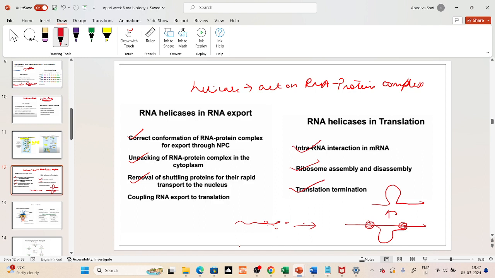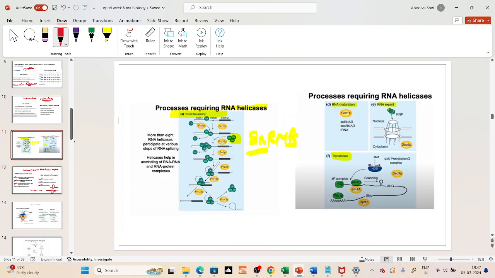So we have studied what RNA helicases are, what the different domains present in RNA helicases are, and then what the different functions of RNA helicases are: splicing, maturation, export, and translation.